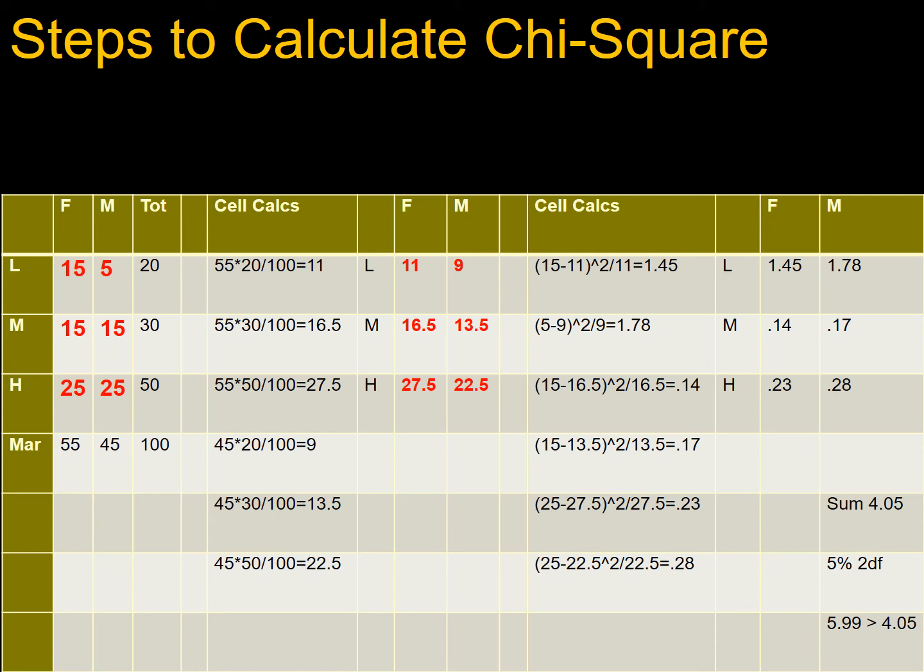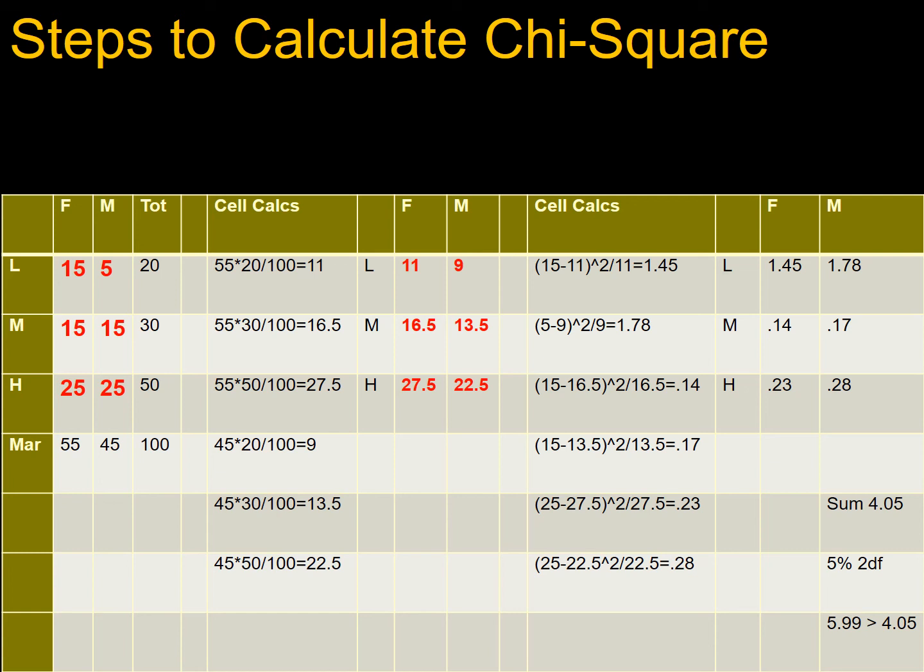For the next cell, we take the value of 5 for male and low support. We subtract from it the 9, which is the expected value. We square the difference, and we divide by 9, and that gives us a value of 1.78.